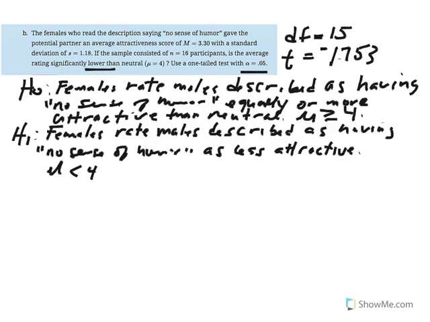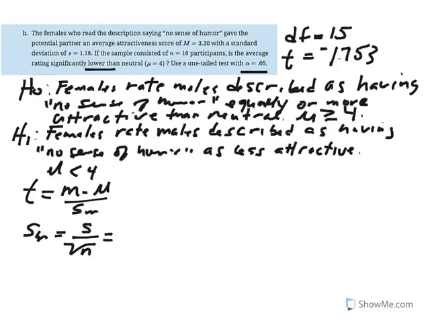All right, so we're going to conduct our t-test. We need to calculate our t-statistic, M minus mu divided by estimated standard error. Estimated standard error is equal to s over the square root of n. Our sample standard deviation is 1.18 over the square root of 16. So in our calculator it's 1.18 divided by the square root of 16, and we get 0.295.